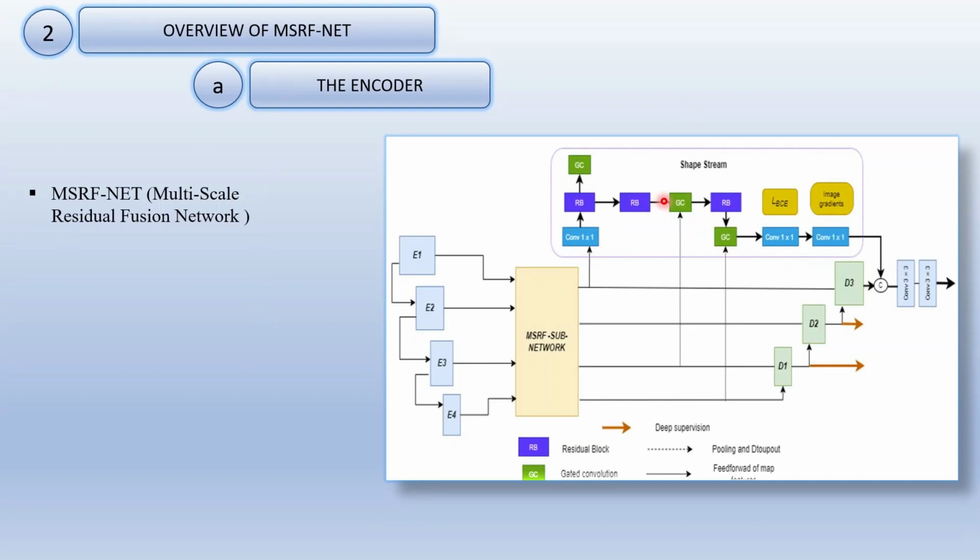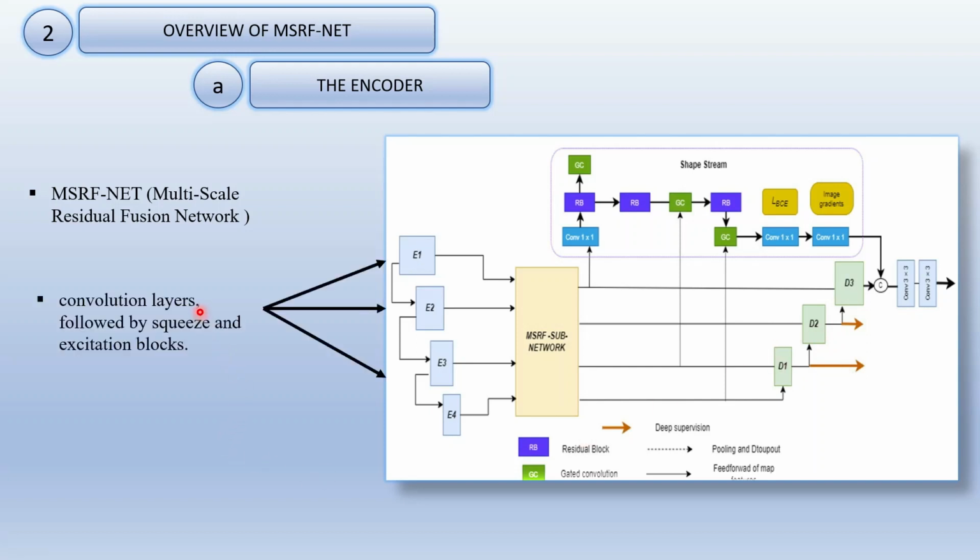In the same context, another model showing great results in many biomedical image segmentation tasks is the MSRF-NET, or Multi-Scale Residual Fusion Network. This architecture takes advantage of many mechanisms in the field of deep learning and can be separated into four elements: encoder, MSRF subnetwork, shapestream, and decoder. The first element is the encoder, which uses four separate blocks, each containing convolution layers followed by a squeeze and excitation block.